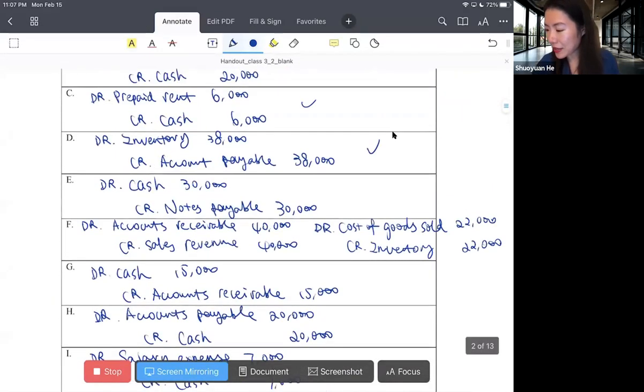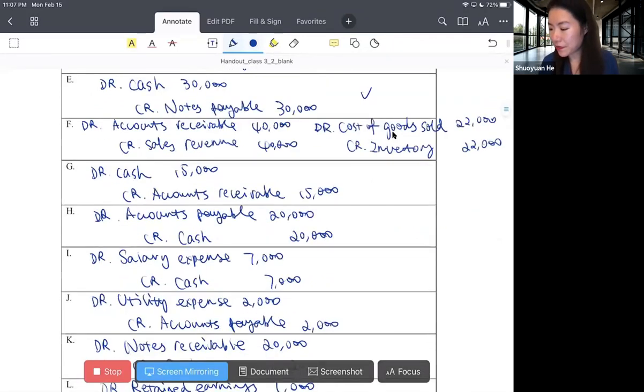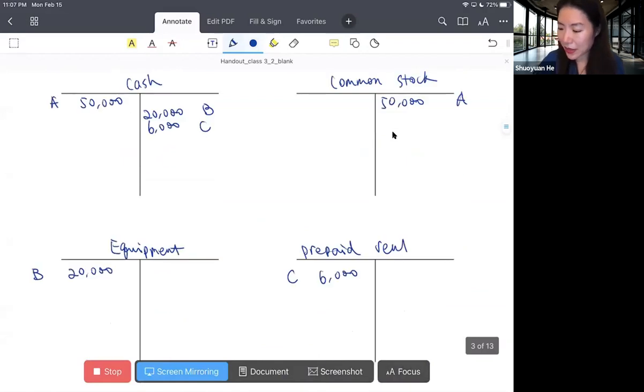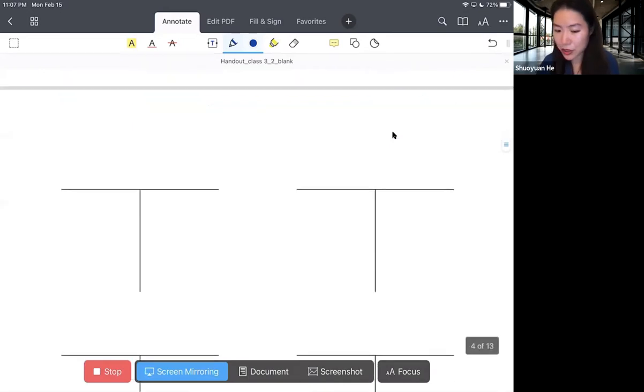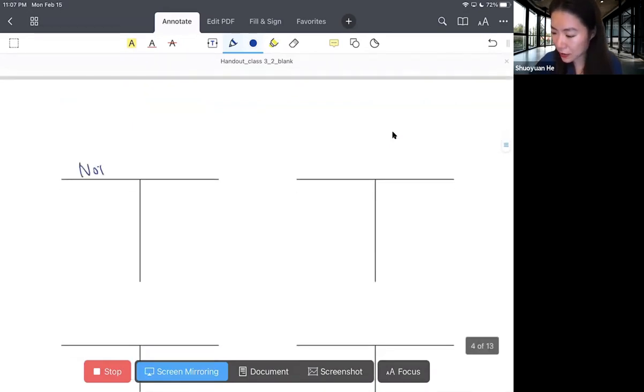Transaction E, debit cash 30,000, credit notes payable 30,000. So debit cash 30,000 coming from transaction E, and credit notes payable, which is a new account, 30,000.